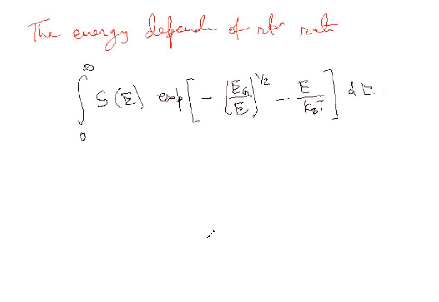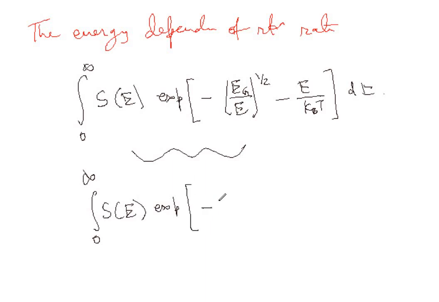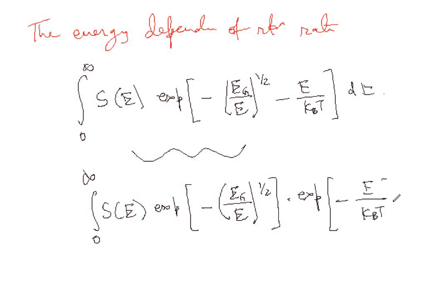Okay, so this is the term, right? Now, we can write this separately, again integral from 0 to infinity of S(E), exponential, this time I am separating the terms, to the power minus E_G by E to the power half, and into exponential minus E by k_B T, and then dE. Now, you see the nuclear S factor, this one, so we have three terms, 1, 2, and 3. This nuclear S factor varies only slowly with energy, we know, apart from near low energy resonances.